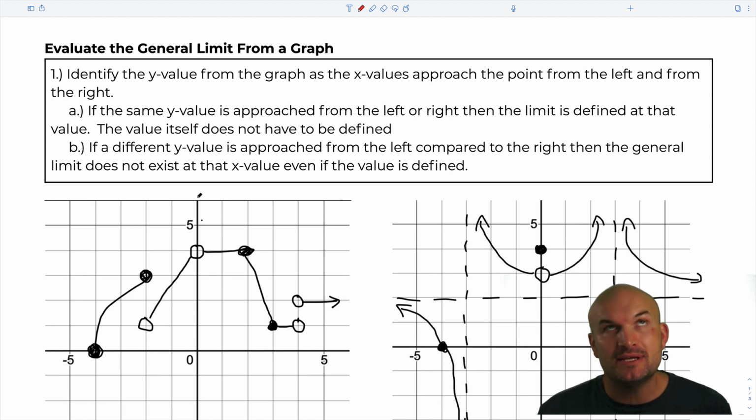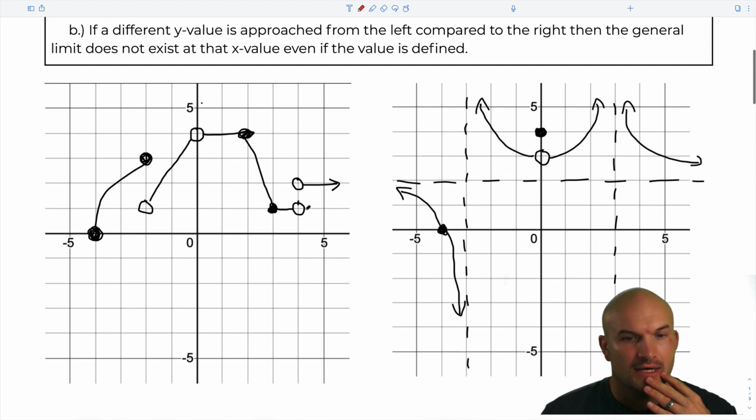And again, the important thing to remember is what is the value we are approaching. The graph does not have to be defined. We're just looking for where we are approaching. And if that value is different from the left and from the right, then we say the limit does not exist. If we are approaching infinity or negative infinity or an asymptote, at this point, we're just going to leave that as a does not exist. We'll talk more about that in later sections of this chapter.